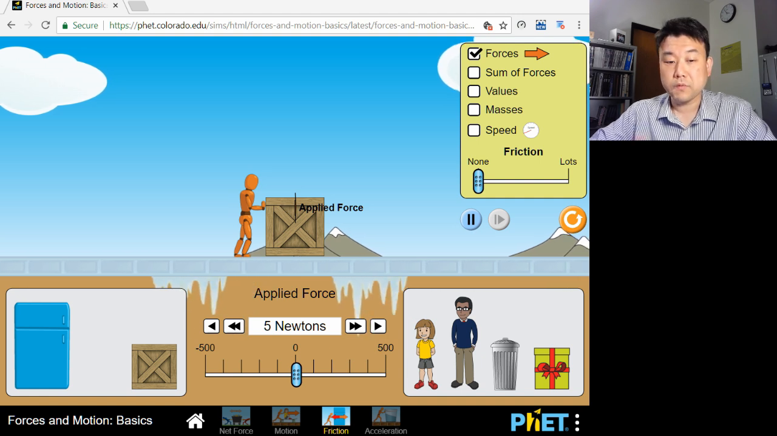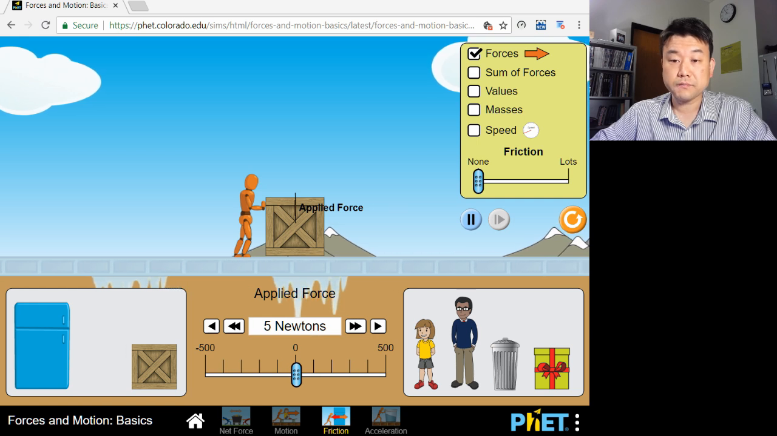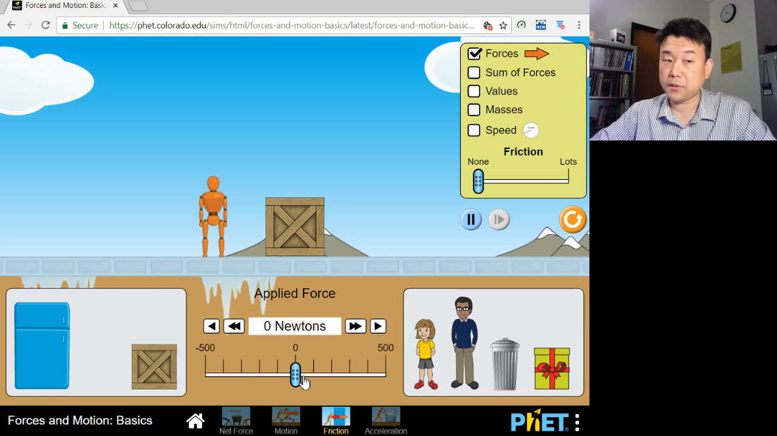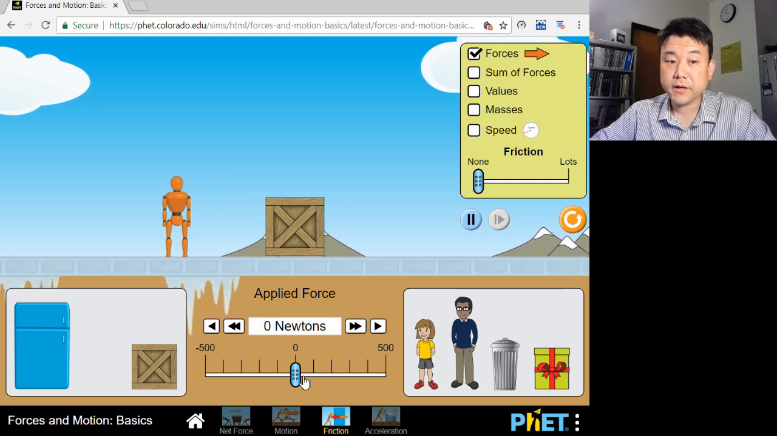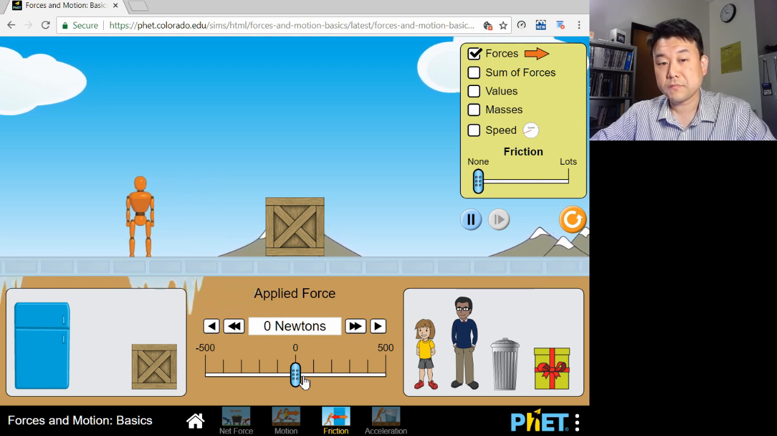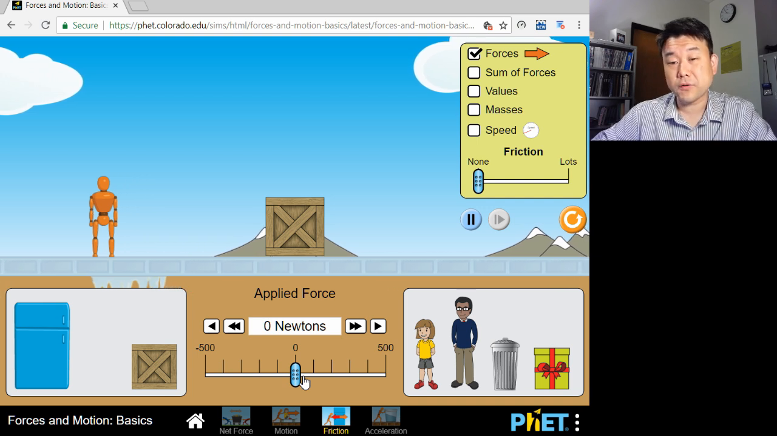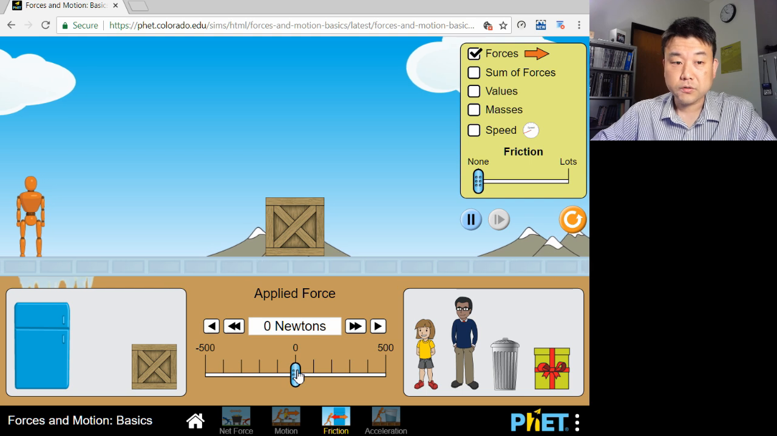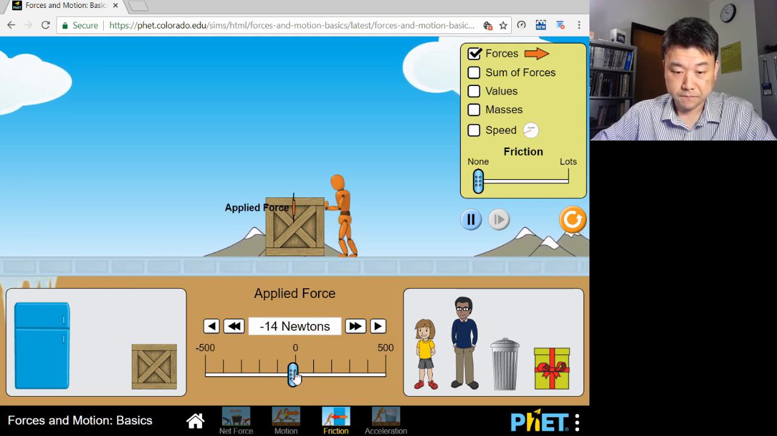Now, once the crate gets moving, you don't have to continue to push it. In fact, in the absence of applied external force, the crate doesn't come to a stop. In order to stop the crate from moving, you actually have to apply a force to bring it to a stop.